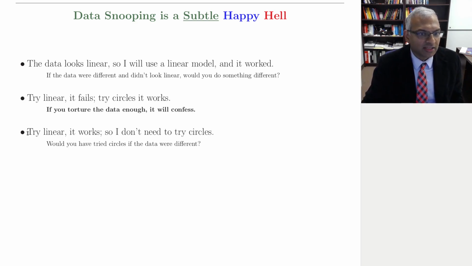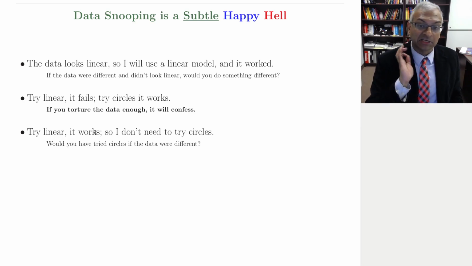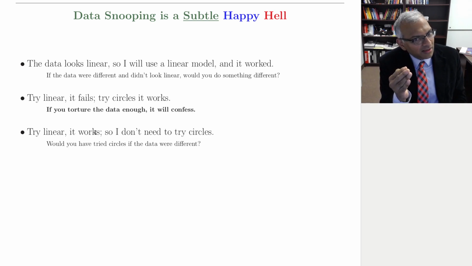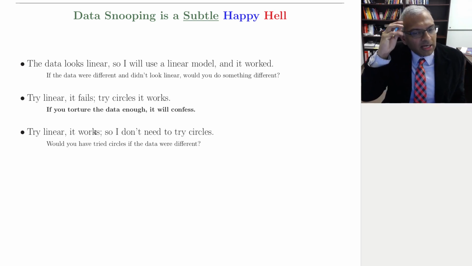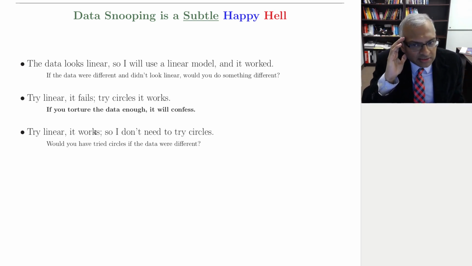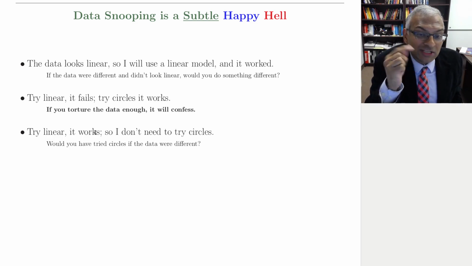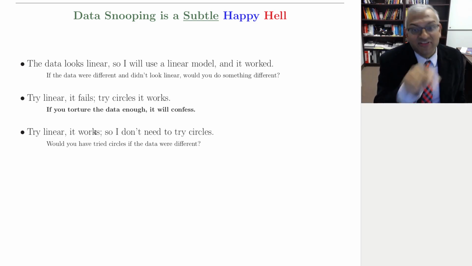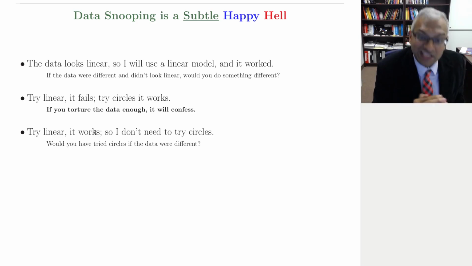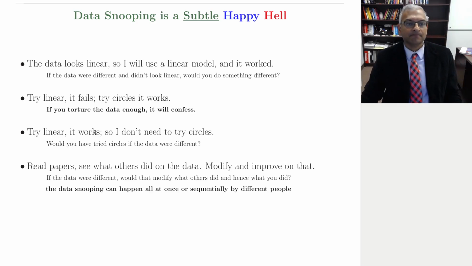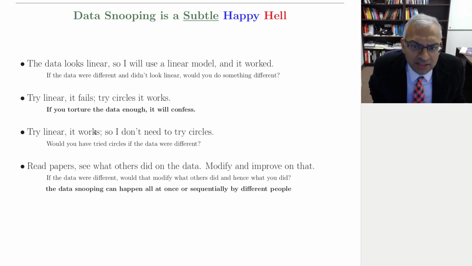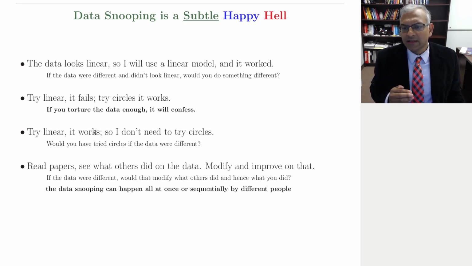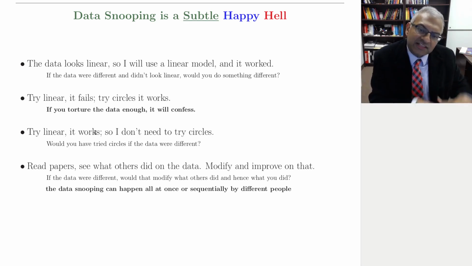Now, if on the other hand, you had specified that linear was your hypothesis set and that's the failure condition, things are different. But when you have in the back of your mind the ability to try circles and then you choose not to, it's because of the data, and the data affected that choice. And now the data becomes less reliable. You read papers, you see what others did on the data, you modify and improve on that, and now you have to pay the price for all the things that others did.